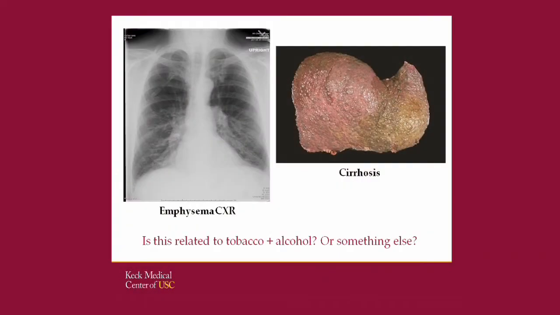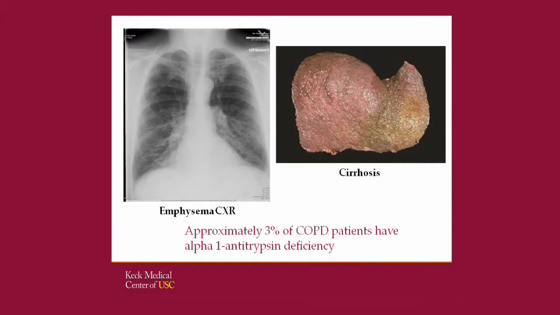So this is a picture of someone who's got emphysema on the chest x-ray, and this is a diseased lung. This is considered cirrhosis, scarring of the liver. Is this related to the combination of alcohol and tobacco use or something else? And so then it becomes a matter of physician experience or healthcare provider experience of starting to recognize certain things. This is a patient who has alpha-1 antitrypsin. Approximately 3% of COPD patients have alpha-1. And this is an under-recognized and under-diagnosed process.